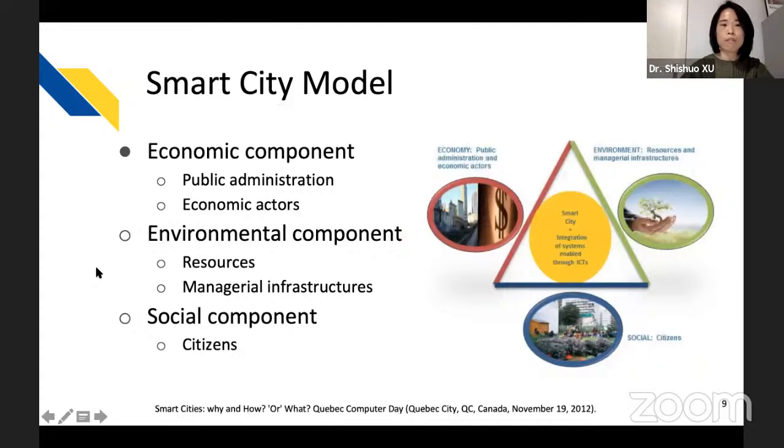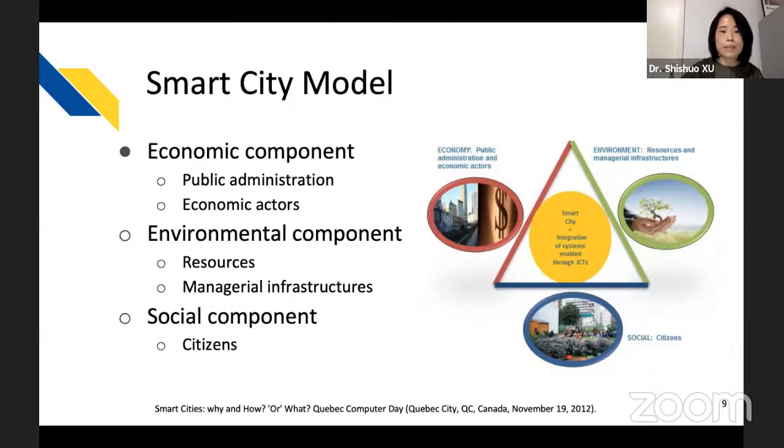Okay, from the video, we may find a smart city model. This model is mainly composed of three major components, namely the economic component, the environmental component, and the social component. Regarding the economic component, it mainly includes public administration and economic actors. It mainly covers governance models, urban regeneration, open data, big data, mobility, cloud computing, security, business intelligence, and so on.